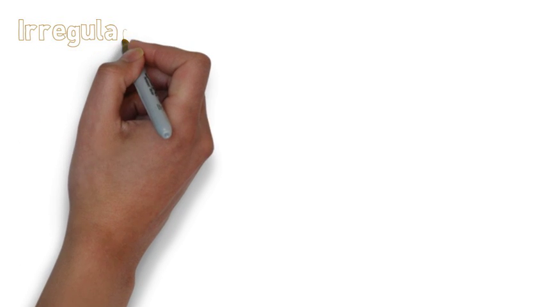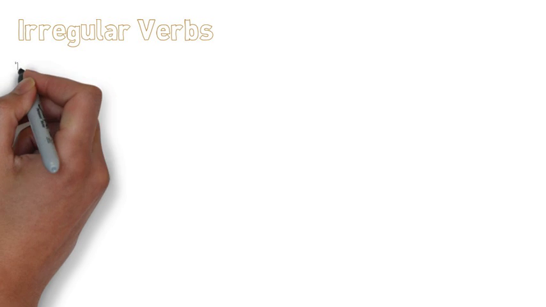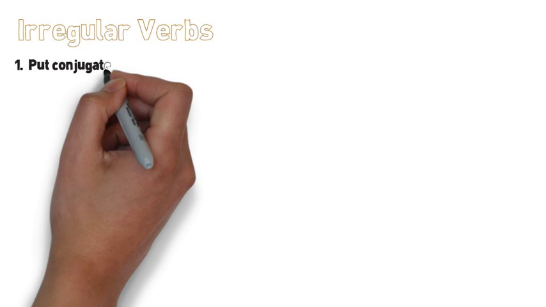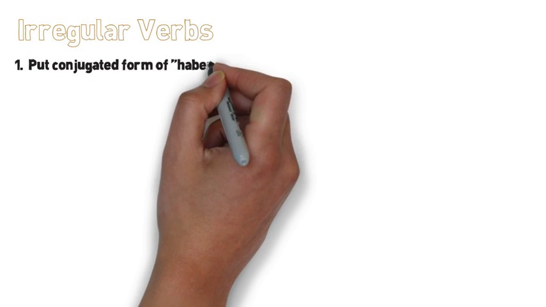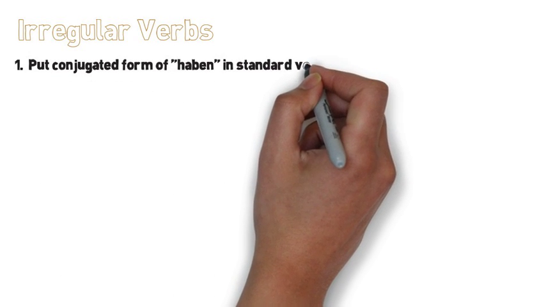As you recall, this pattern of adding a ge and t to the stem to create the participle works for regular verbs, but there are a lot of irregular verbs out there that you'll just plain need to memorize. The good news is that you'll still need a conjugated form of haben in standard verb position for most, but not all, of these irregular verbs. More on that in a couple more minutes.